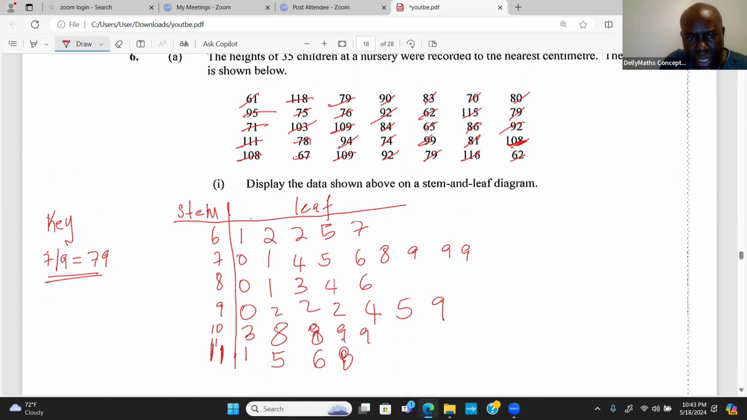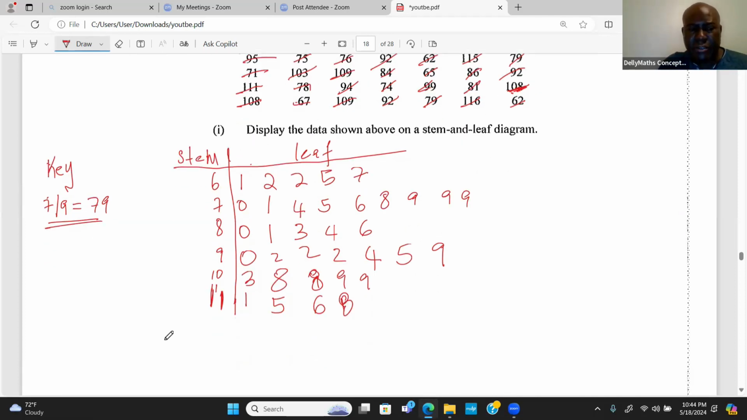I'm counting the leaves in each row: 1, 2, 3 up to 19, 21, 22 up to 30, then 6, 20, 10, and 5. No, this is 30. All right, so this is good. This is 135. Boy, a lot of work, tedious.